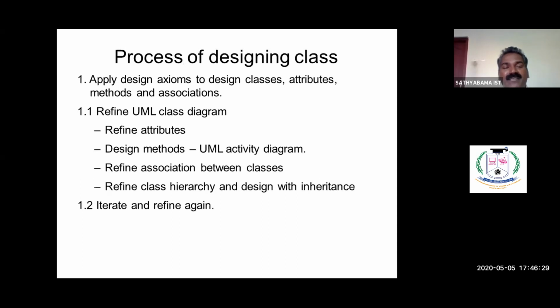Regarding the process of designing classes, I already described it. First, we have to apply the design axioms. The second step, we have to refine the UML classes, attributes, methods, and associations, and we have to iterate and redefine again. So it is an iterative process because object-oriented programming is traceable. You can trace the requirement through to the testing phase, so tracing the requirement to test we can perform.